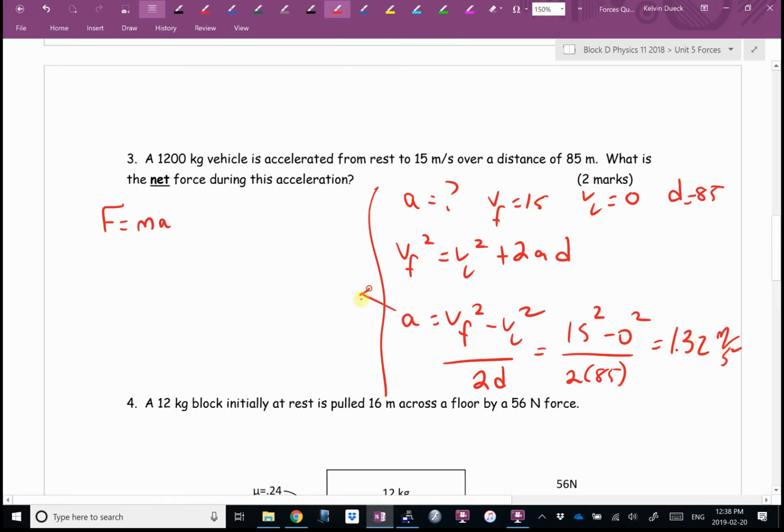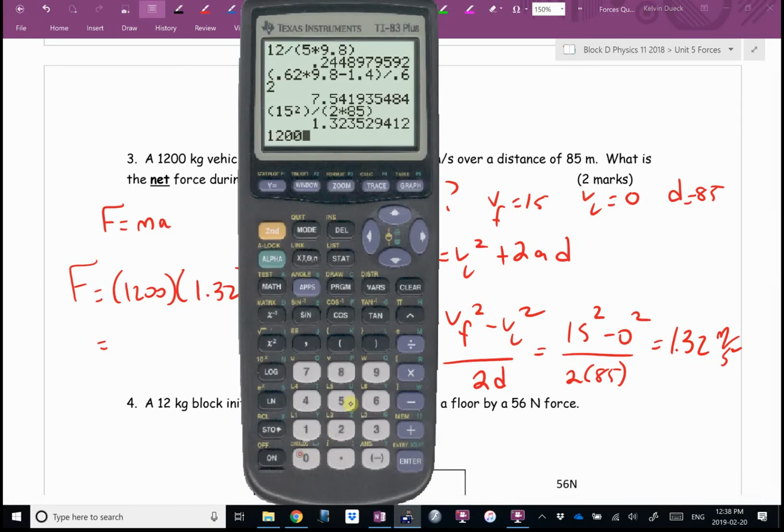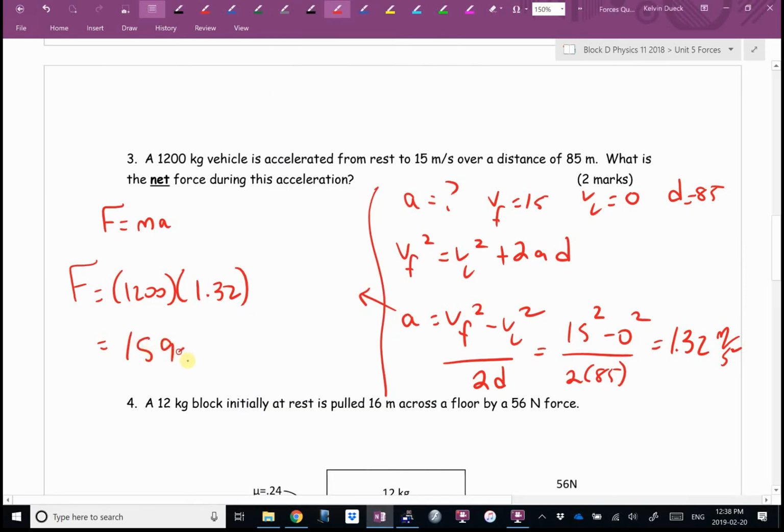But when I walk it over to here, I'm going to use my answer button. The net force is going to be 1,200 times 1.32. It's going to be 1,200 times, answer button. Do you get 1,588? I'm going to go 1,590 newtons. I'll go to 3 sig figs. Half mark off if you forgot the units. If you got that right, 3 out of 3.